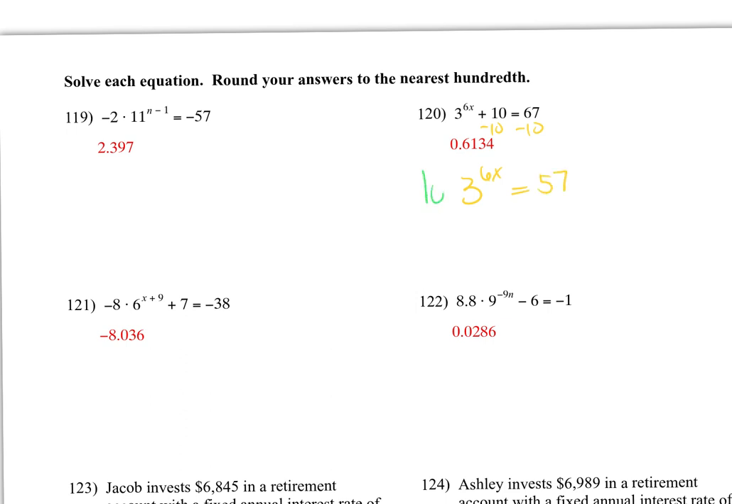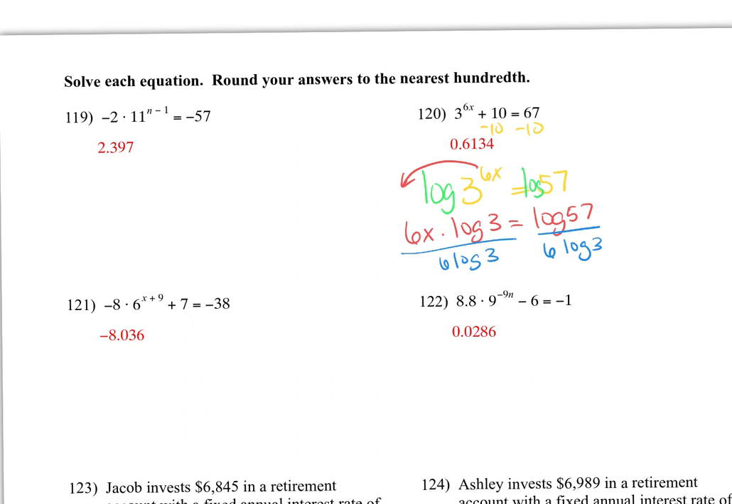You can do log of both sides, or you can do change of base. It doesn't matter. Log of 3 to the 6x, I can now use my expansion. I can pull that 6x in front. 6x times log 3 equals log 57. I can divide both sides by that 6 log 3, and I will solve for my x. On this side, my 6 and my log 3 cancel. I get x, and I plug this in. Log 57 divided by 6 times log 3. All right, and I will get my answer.